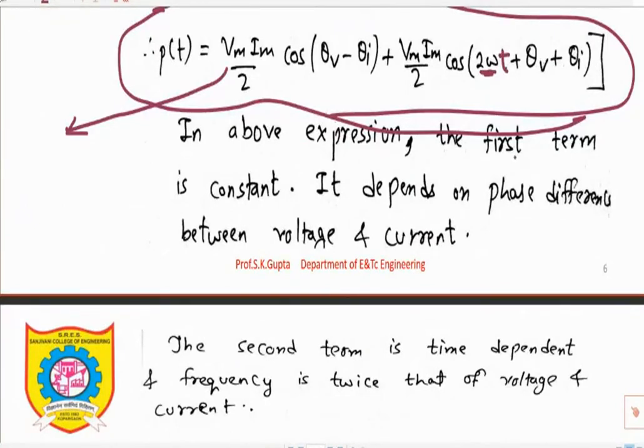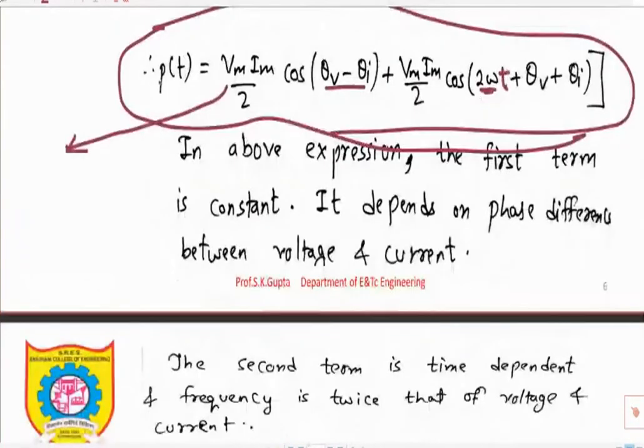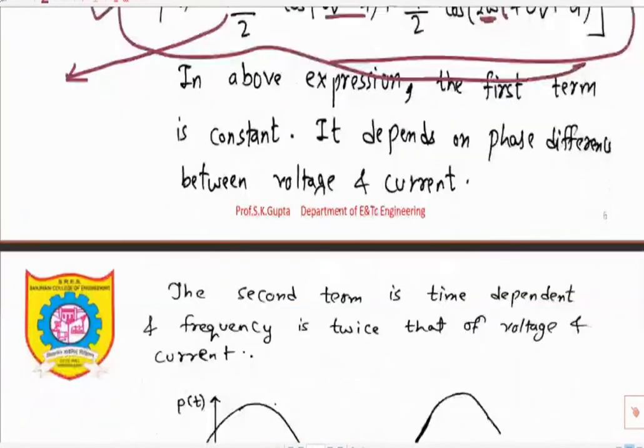So in the above expression, the first term is a constant because there is no t, and it depends on the phase difference between voltage and current, theta V minus theta I. The second term is time dependent because t is present, and its frequency is twice that of voltage and current. If I try to plot the graph of this equation of P of t with respect to time, I will get this type of graph.